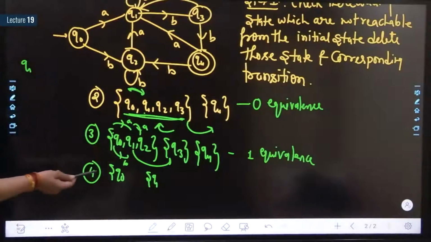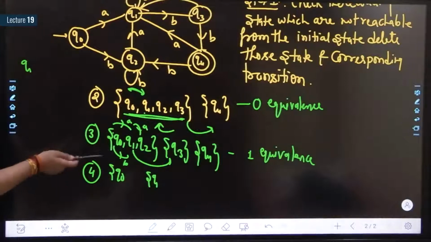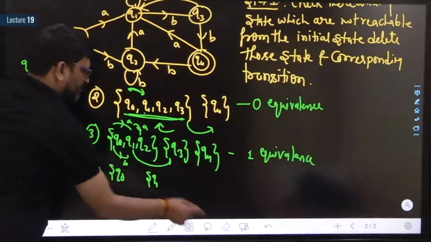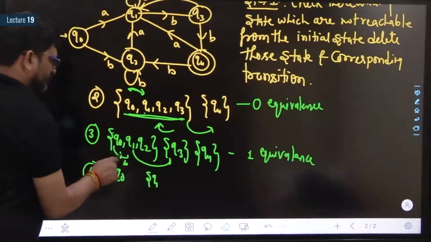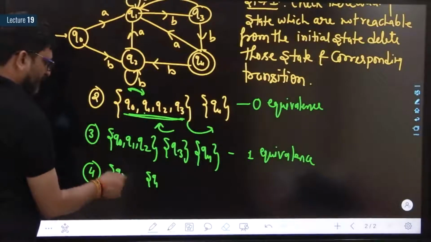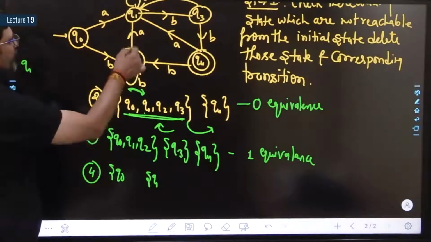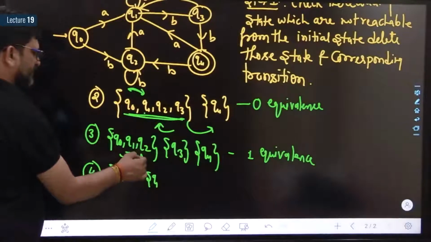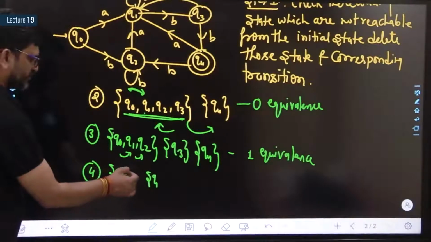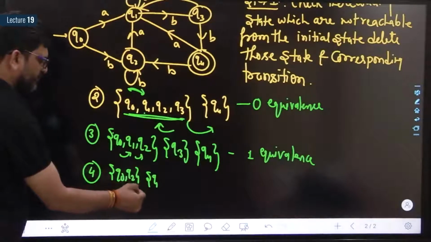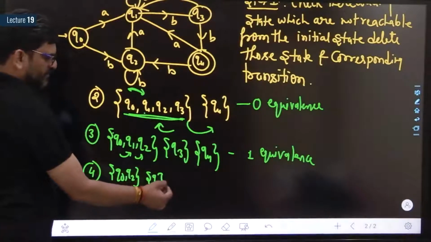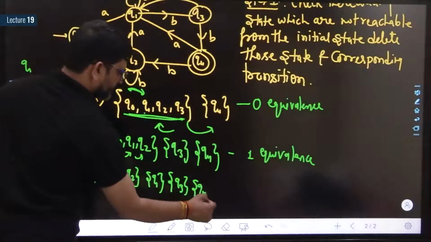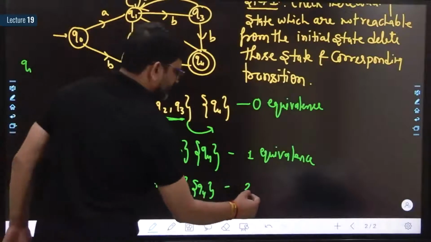Now check whether Q2 is equivalent to Q0 or Q1. Q2 on A goes to this set. Q2 on B, same set. It means Q2 is equivalent to Q0. Now, these are the sets which are 2-equivalent.